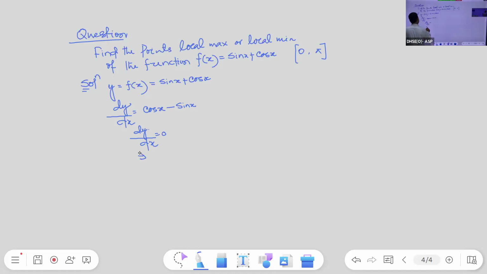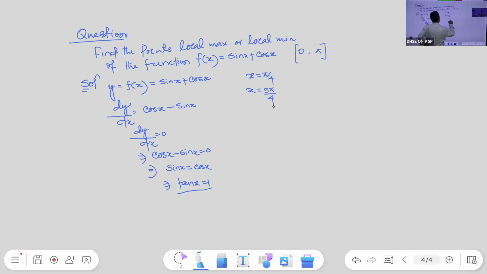This implies cos x minus sin x equals 0. This implies sin x is equal to cos x, which implies tan x is equal to 1. If tan x is equal to 1, then x is equal to pi by 4 or x is equal to 5 pi by 4.